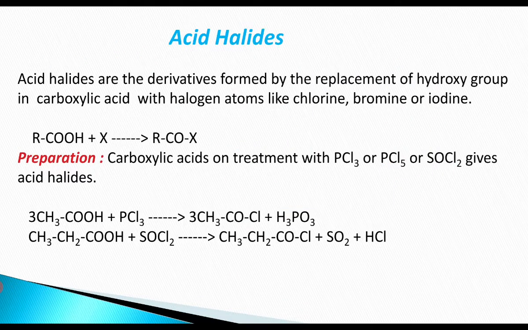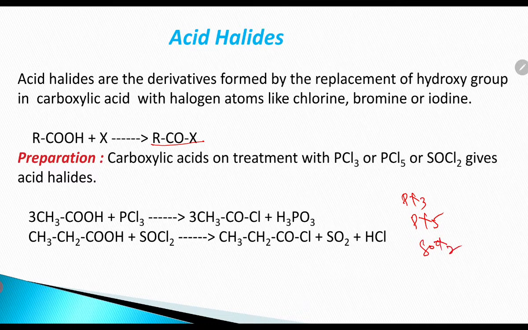First, let us see about acid halides. Acid halides are the derivatives formed by the replacement of the hydroxy group in a carboxylic acid with halogen atoms like chlorine, bromine or iodine. RCOOH, on treating with a halogen atom, gives rise to RCOX. See how these are obtained. Carboxylic acids on reaction with phosphorus trihalides, phosphorus pentahalides or sulfuryl halides give rise to acid halides.